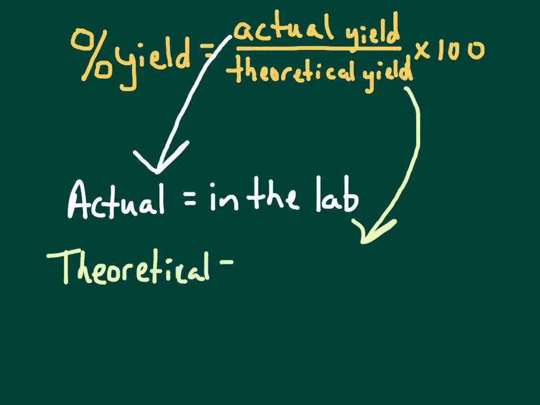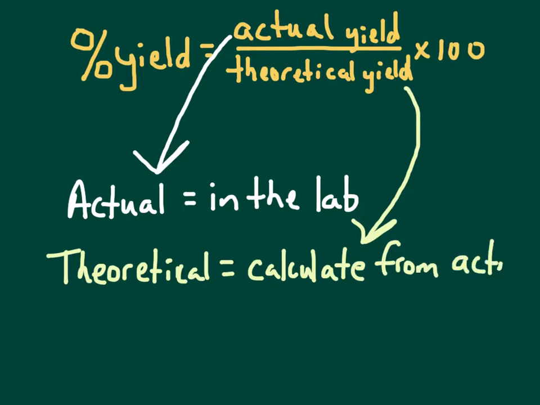so theoretical is what you're going to calculate from an action line. This is what you've been doing before when we did stoichiometry. Everything that you were doing was theoretical. You were saying we should get this amount, we should get this amount if everything went exactly correct.